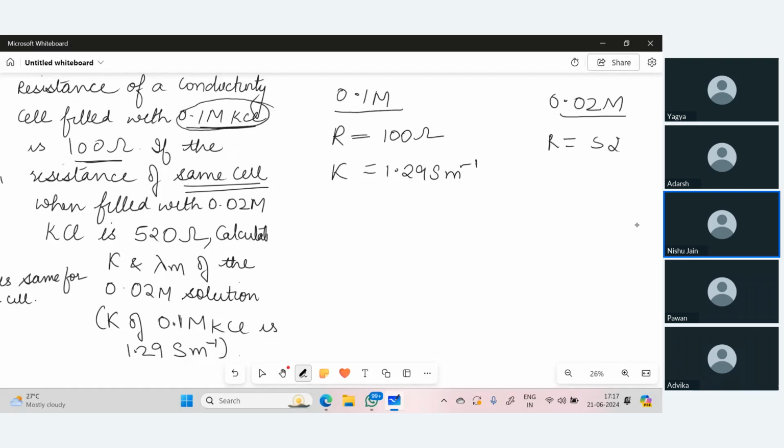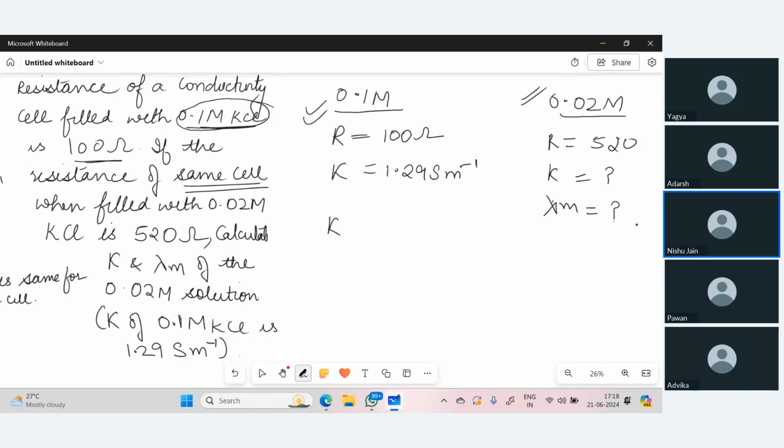The resistance of 0.02 molar is 520 ohms. Kappa and lambda m we have to find. This is the data given. And one more thing is given in the question: same cell. When the words same cell are in the question, it means the cell constant value is the same for both the solutions. So from the first solution we can find the cell constant and then substitute the cell constant value in the second solution.